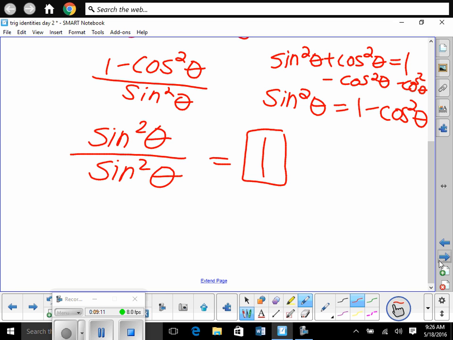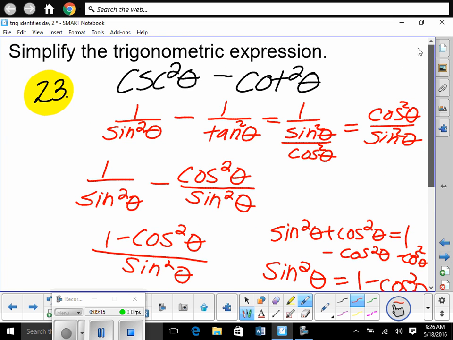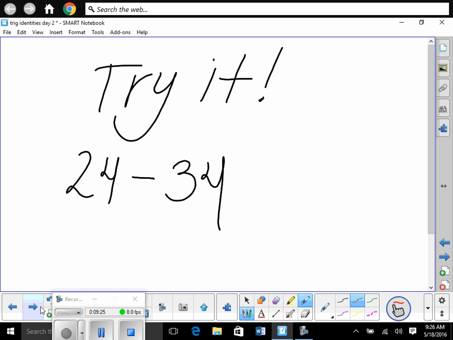So we wouldn't have known that without going through and simplifying this all the way down. Can you believe that is actually 1? You know? Okay. So practice. Give yourself more credit. It just takes a little bit of practice. Try it. 24 through 34.